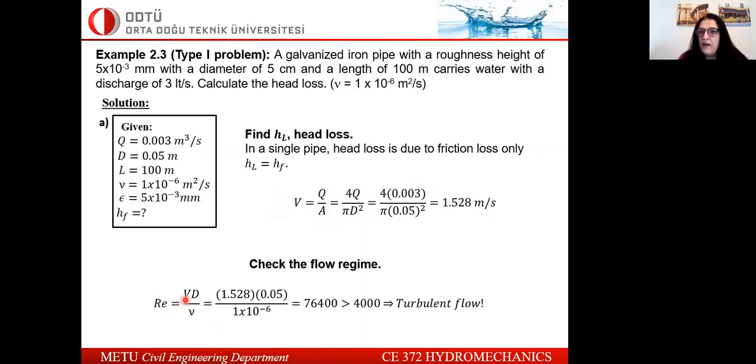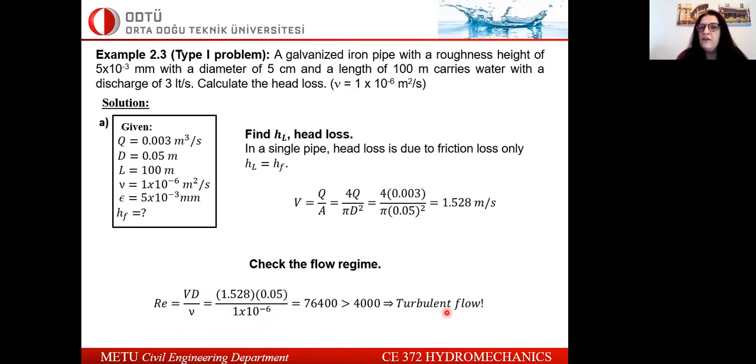Reynolds is nothing but average velocity times the diameter divided by the kinematic viscosity. So if you just substitute every term in, velocity is 1.528, diameter is 0.05, and kinematic viscosity is 10 to the minus 6. If you make this calculation, you see that the Reynolds number equals 76,400, which is much larger than 4,000. Hence, I can name it as turbulent flow. So we know that the state of flow is turbulent.